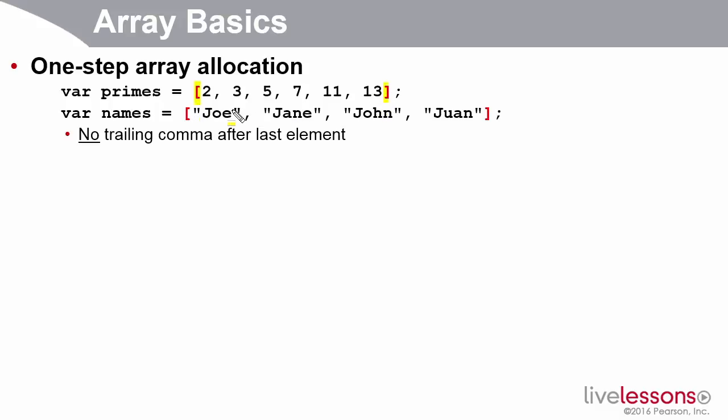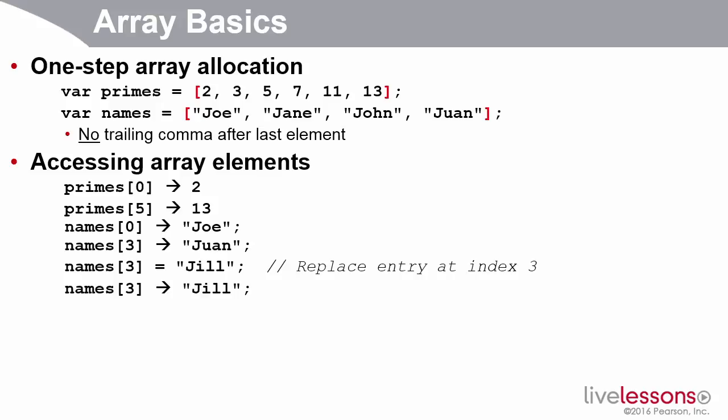So in this first line, primes is the name of the variable, and its value is an array, a series of boxes, and each box contains a number: 2, 3, 5, 7, 11, 13, and so forth. In the second example, names is the array, and it contains a series of boxes where each box contains a string. Note that you put commas between the array elements, but you don't put a comma at the end after the last array element.